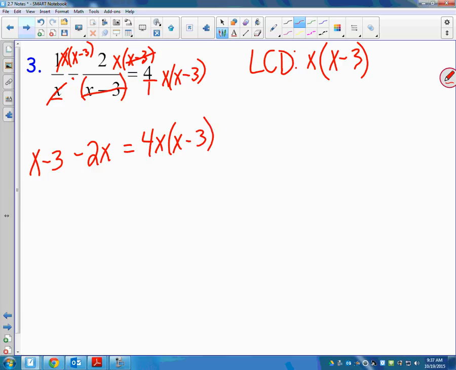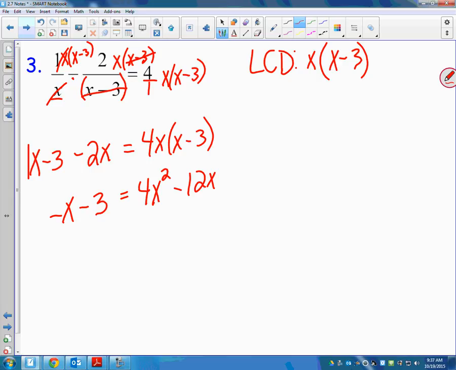Really important step. You find your common denominator, you multiply everything by it. Voila, no fractions. Now you just get to solve it. So I'm going to combine like terms over here. 1x minus 2x would be negative x minus 3. Over here, 4x squared minus 12x.